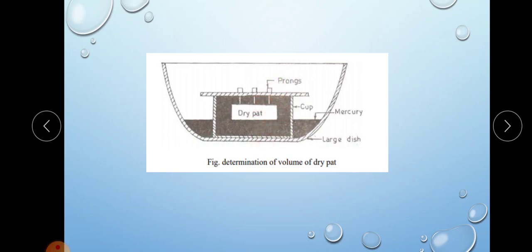Using these prongs we are pressing the dry pat into the mercury, and there will be displacement of mercury, and the weight of that displaced mercury is calculated, and weight divided by density of mercury gives the volume of this dry pat.